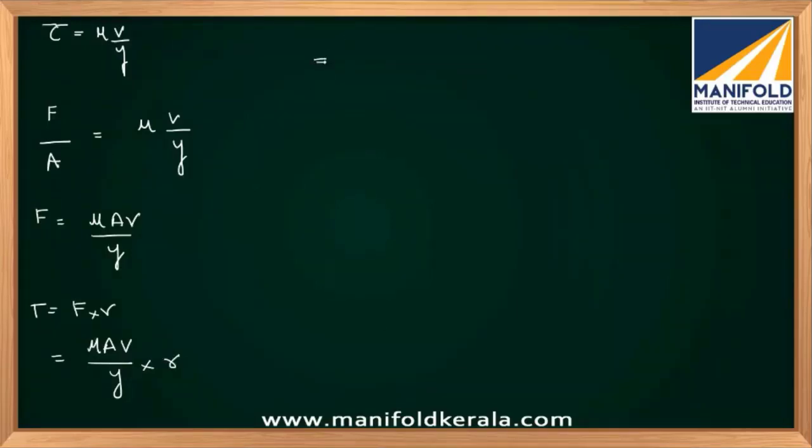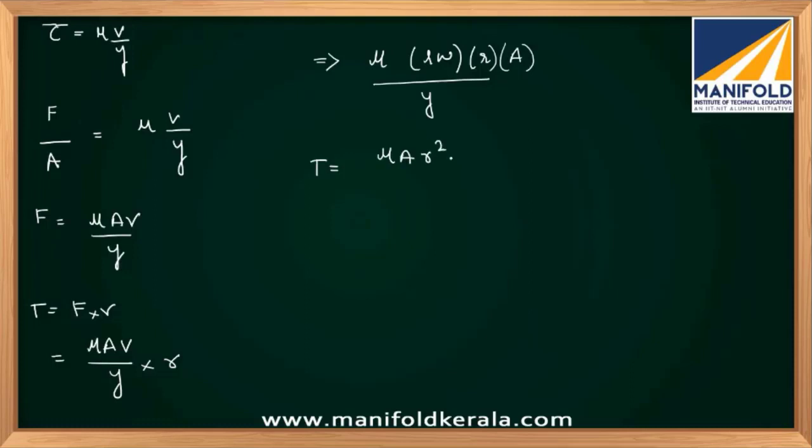Now from this step we will be getting it as mu into v is r omega into r into a by y. With this, the torque produced by the shaft when it is rotating inside a cylinder where high viscous fluid is being immersed is mu a r square omega by y. This is a very important formula.